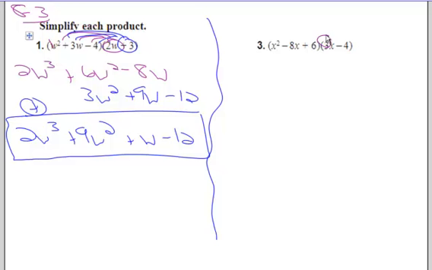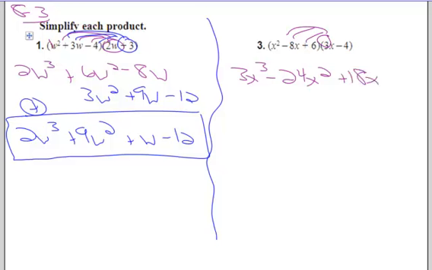What you can do once you get the hang of this is go ahead and pause the video and then check the answer here. So 3x times x squared is 3x cubed. 3x times negative 8, so minus 24x squared. And 3x times 6, 3 times 6 is 18, so plus 18x.